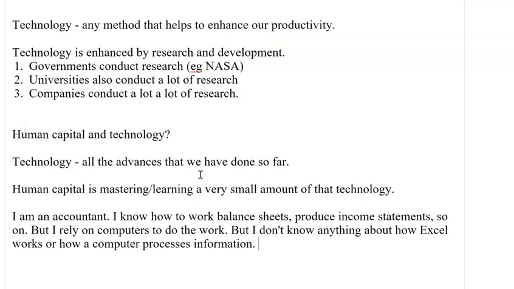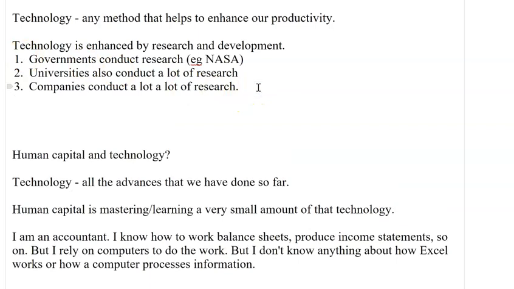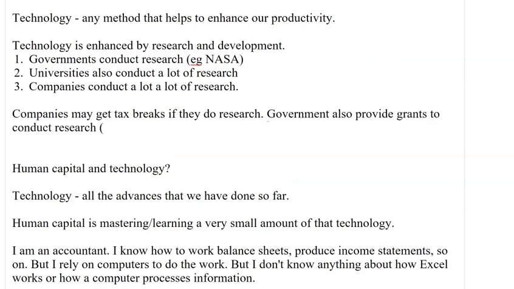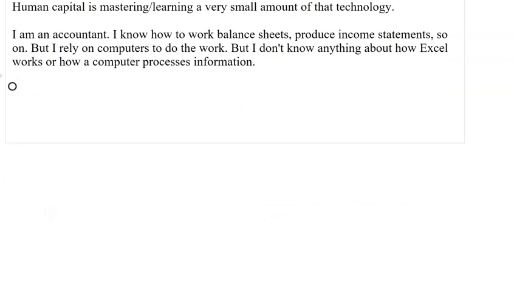And how do governments encourage technology creation? Well, governments provide incentives for technology to be produced. Companies may get tax breaks if they do research, and governments also provide grants to conduct research. The US has institutions like the National Science Foundation and the National Institutes of Health that provide grants for research, and that research is then used to improve our daily lives. So these are the factors that go directly into the production function.